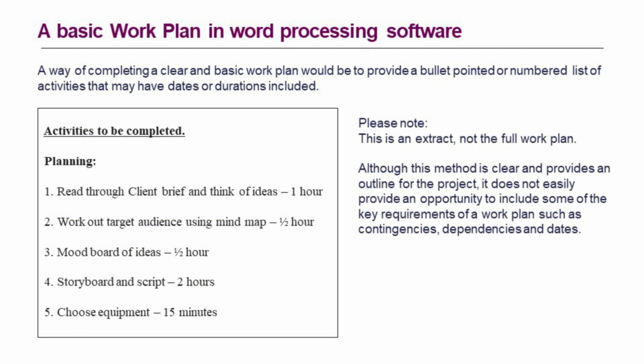A basic work plan in word processing software. A way of completing a clear and basic work plan would be to provide a bullet-pointed or maybe numbered list of activities that may have dates or durations included. So as you can see, here we've got a little excerpt from a Word document, and in there's a title, Activities to be Completed. Then we have planning, and within the planning section, it's numbered 1 to 5. So there are 5 different activities within the planning task.